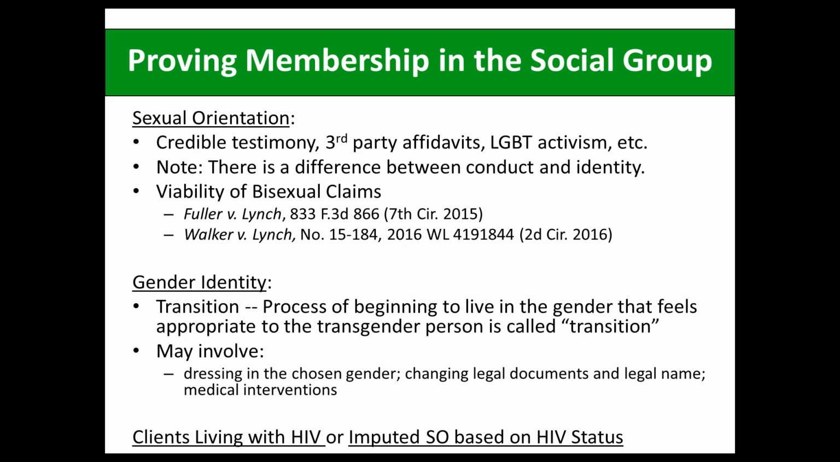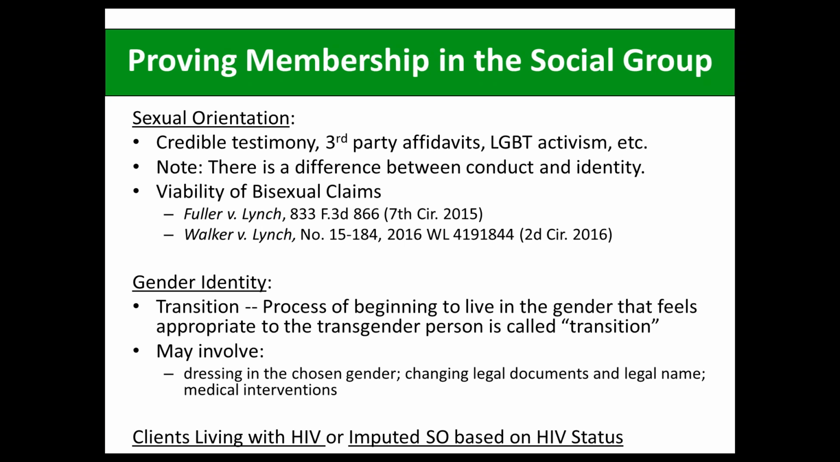It is important to obtain credible, detailed, and consistent testimony from a client, and this would include written materials and their oral testimonies. Additional evidence can be third-party affidavits from past or current partners, medical providers, psychologists, family, and friends, and that would go for any one of these PSGs. And for sexual orientation specifically, I would say that you would also want to maybe point to past relationships, or if they have, point to their LGBT activism, meaning maybe participation in gay rights groups or attendance at pride parades, either here or in their country of origin.